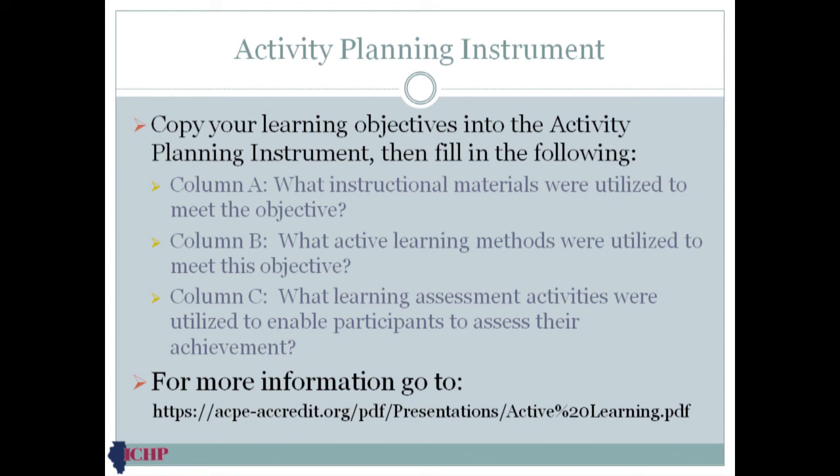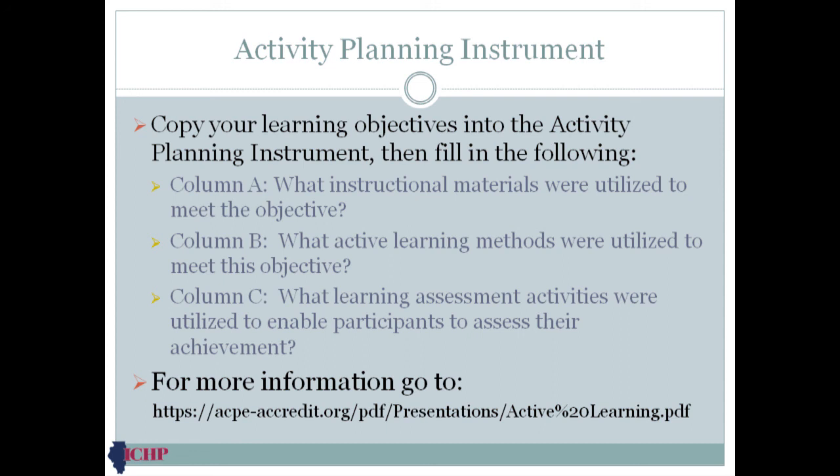Column B describes the active learning method that will be utilized to meet the learning objective. An example would be to provide 2 patient case study presentations. Column C describes the learning assessment activities that will be utilized to enable learners to assess their achievement. For this example, you could describe that the first case will be assessed by the learners individually, followed by a group discussion. The second case would be presented as the post-test with multiple choice responses.